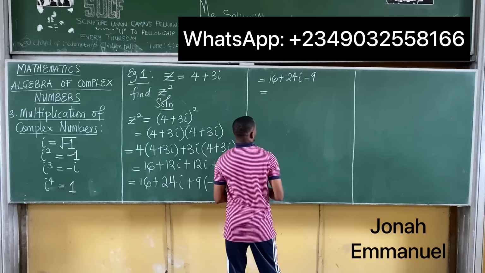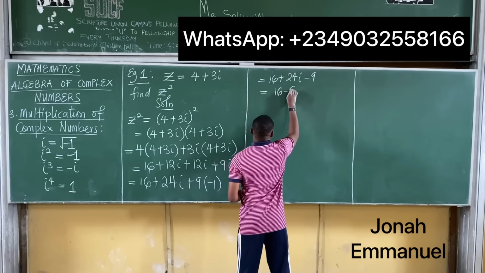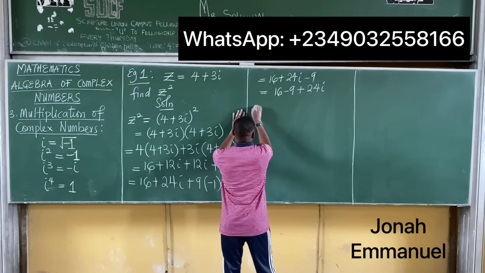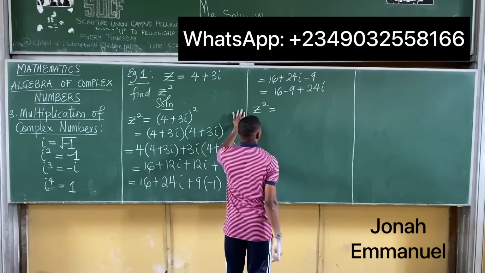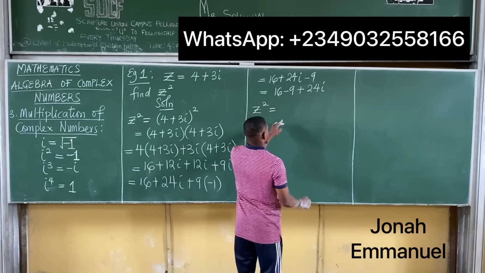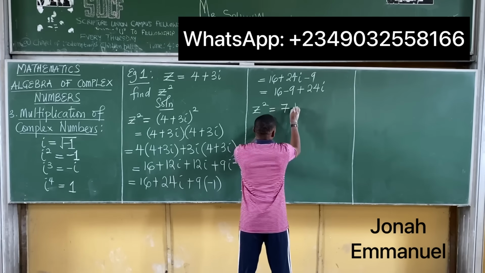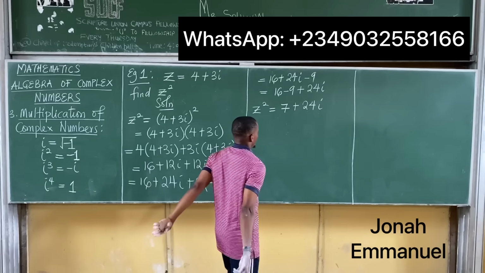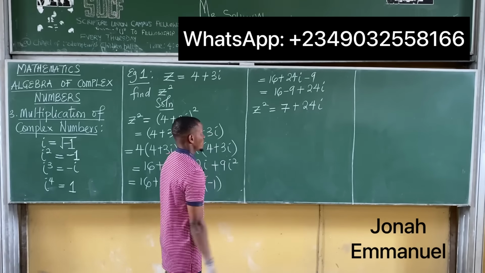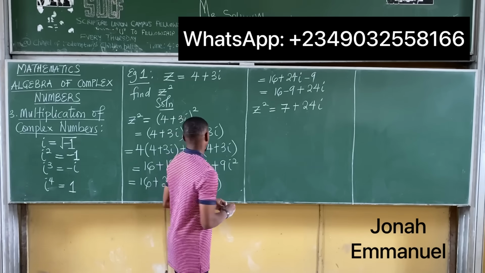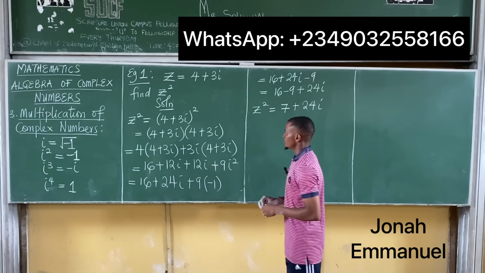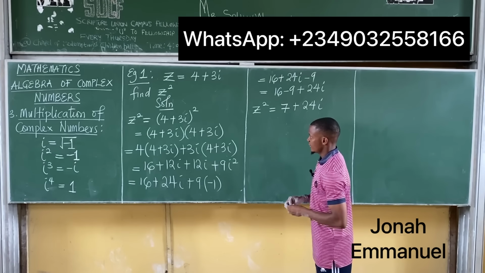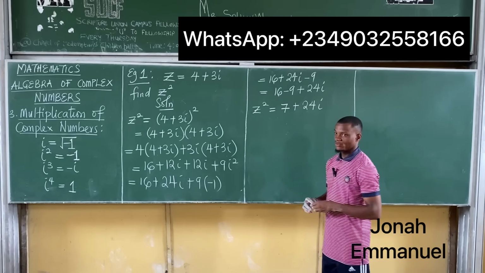If I take out the real parts, 16 minus 9 plus 24i. So hence, z squared is equal to 16 minus 9, that's 7, plus 24i. So my answer is 7 plus 24i. So this is how we solve multiplication of complex numbers. We'll take a second example on this, and then we'll move on.